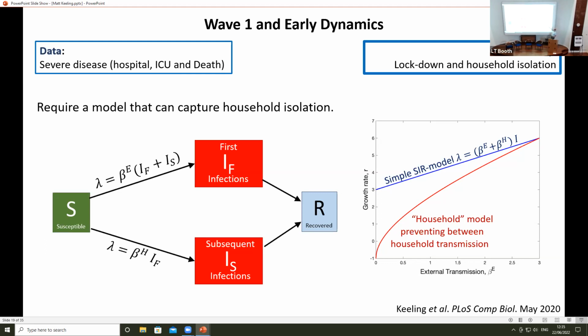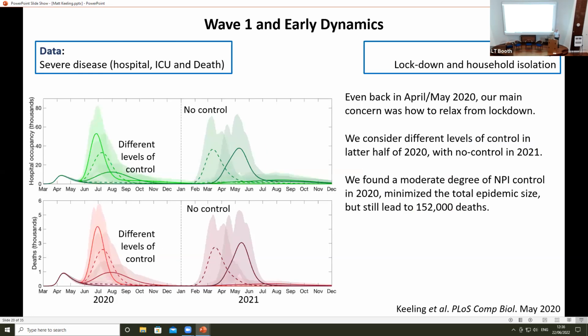So we actually did a lot of early work just trying to capture that household component, with the fact that we knew that once isolation came in, you weren't getting further transmission outside that household if it quarantined. So we've got approximate ways of putting that into our fairly basic set of equations.